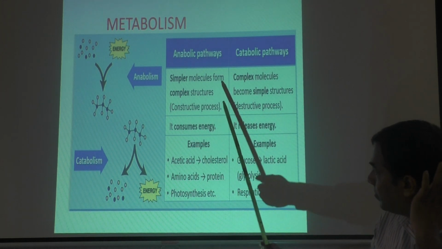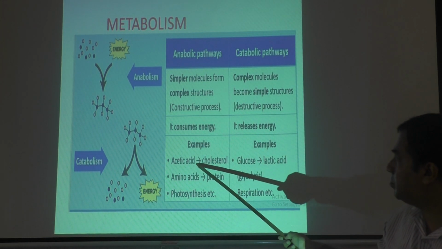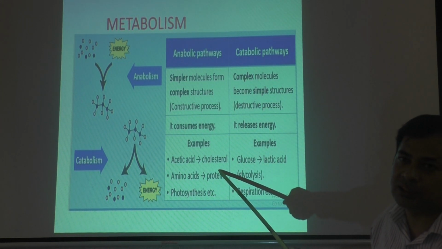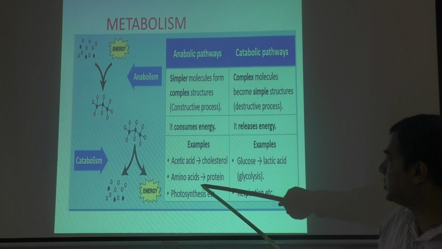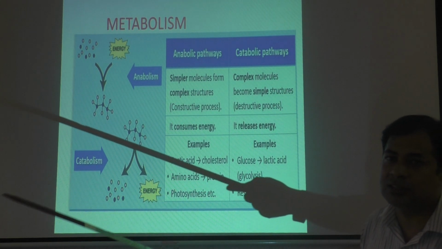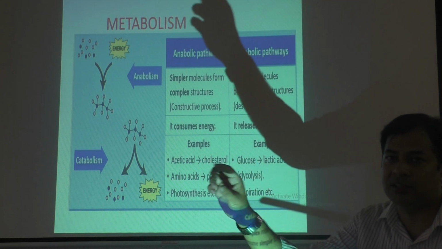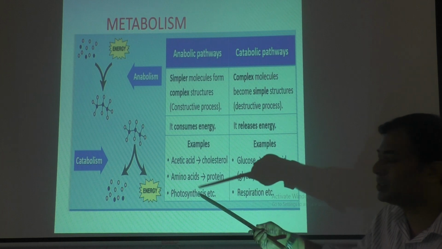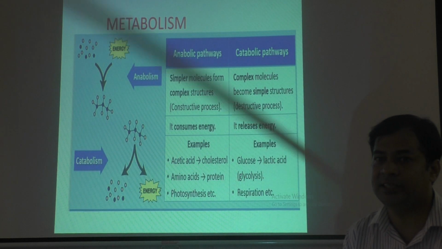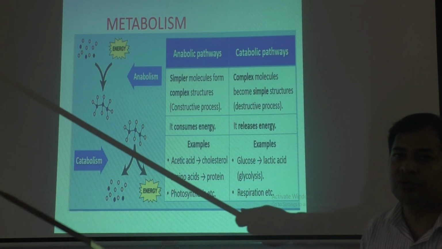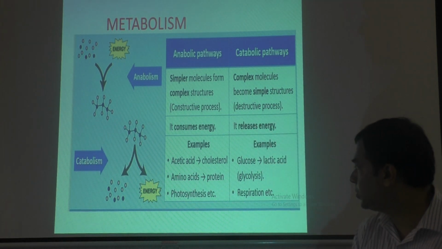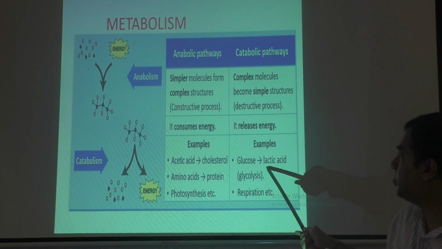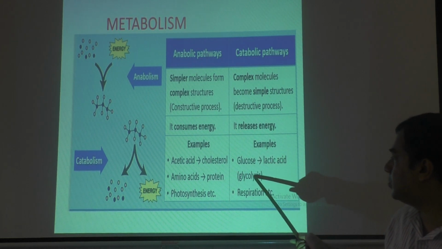Examples you can take for a building up process. Acetic acid produces cholesterol. You see there, cholesterol is newly produced, so it is a building up process. Amino acids produce protein, because a long chain of amino acids is a protein. Then photosynthesis, where food is synthesized. The name itself says synthesis means food is produced, so it's a building up process. Example for catabolism, you see glucose breaks and produces lactic acid by glycolysis.